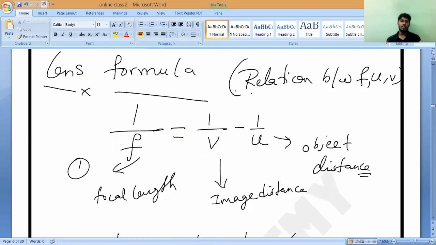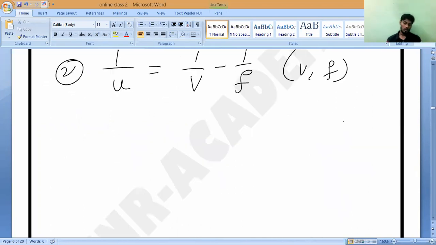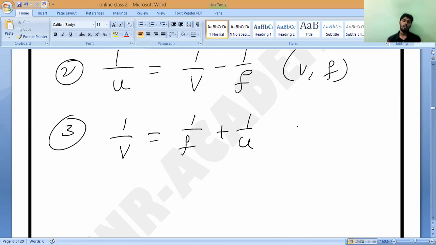And when v and u are given, we have to use the first formula. Do you all understand? Next, the third formula: 1 by v is equal to 1 by f plus 1 by u.